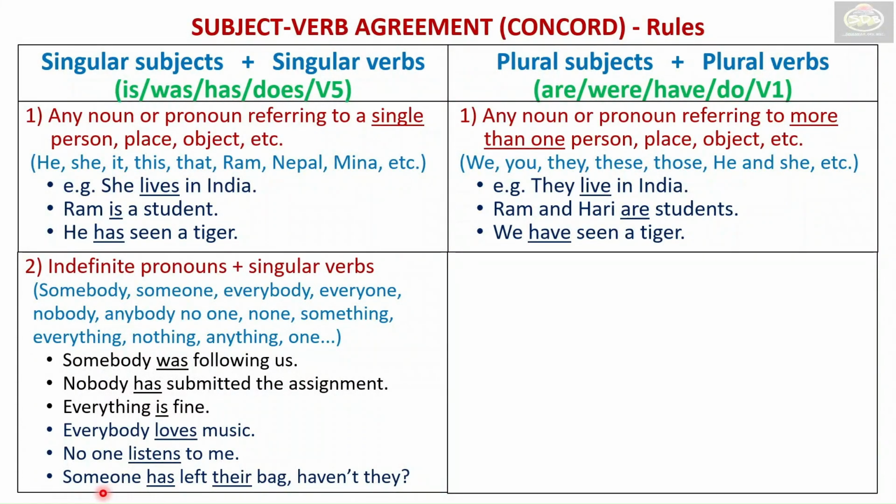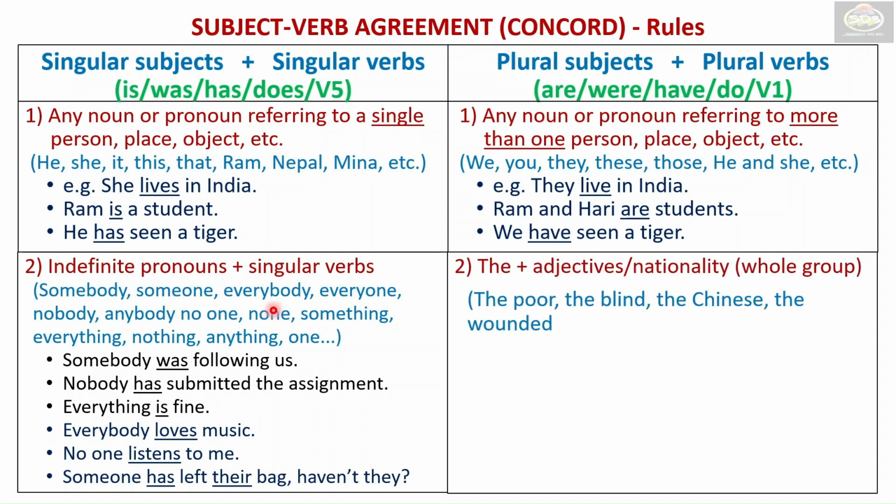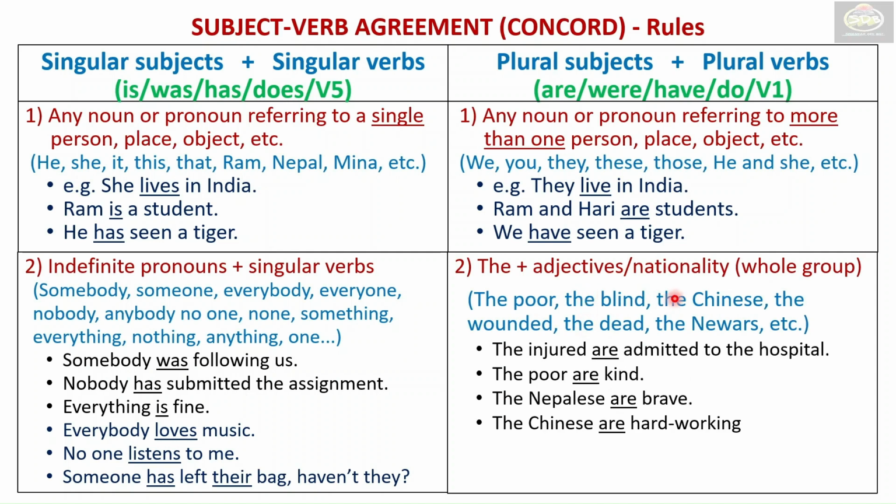But in the question tag, this someone changes into they, and then we have to change the verb as well. The auxiliary verb changes into plural to make agreement with they. With these types of indefinite pronouns, we have to use singular verbs. These are regarded as singular. Another one is the plus adjectives, or nationality, or words that show origin, and these subjects are regarded as plural subjects because such subjects denote the whole group, their whole class.